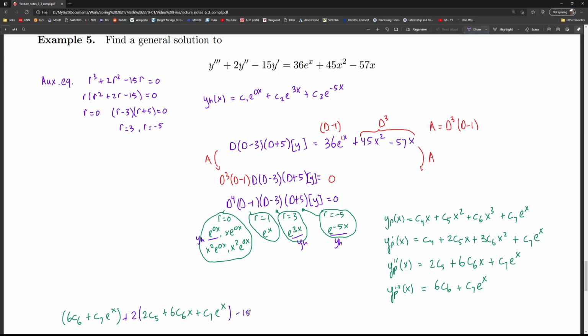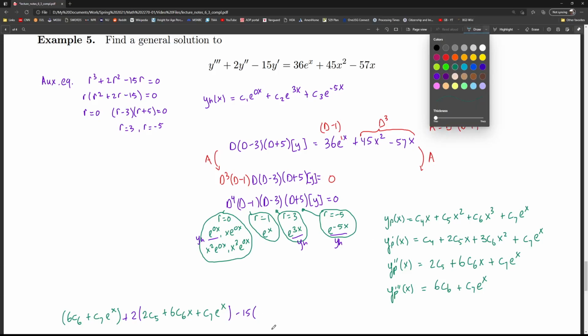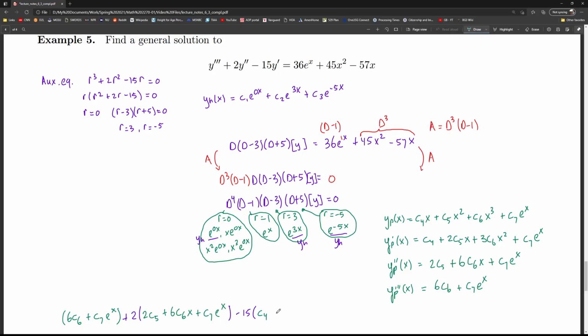And then minus 15 times yp prime, which is c4 plus 2c5x plus 3c6x squared plus c7 e to the power x. And then that has to equal 36 e to the power x plus 45 x squared minus 57x.